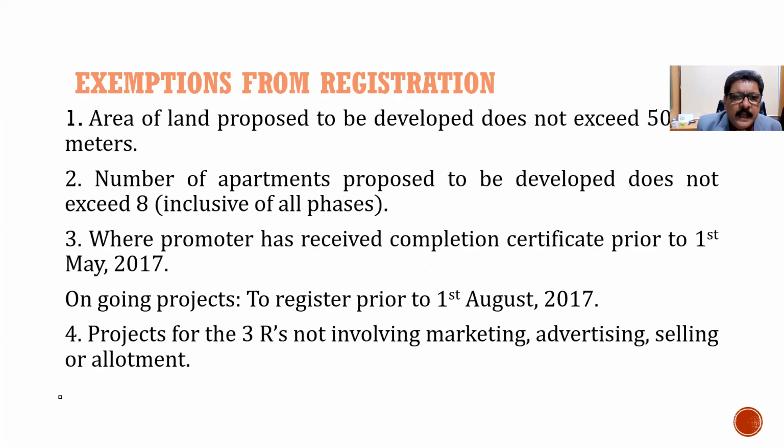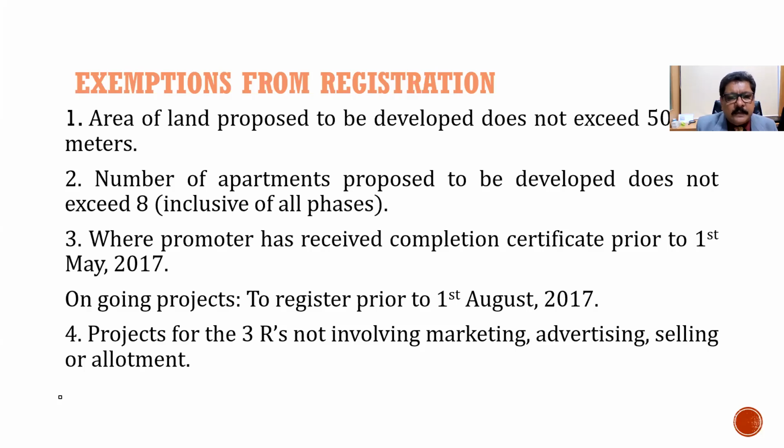Exemptions from registration. Area of land proposed to be developed does not exceed 500 square meters. Number of apartments proposed is less than 8. Where the promoter has received a completion certificate prior to 1st May 2017. The act came into effect from 1st June 2017. If the occupation certificate is obtained by the builder prior to 1st May 2017, he does not have to register his project, because once you obtain an occupation certificate, the project is supposed to be complete in all respects.